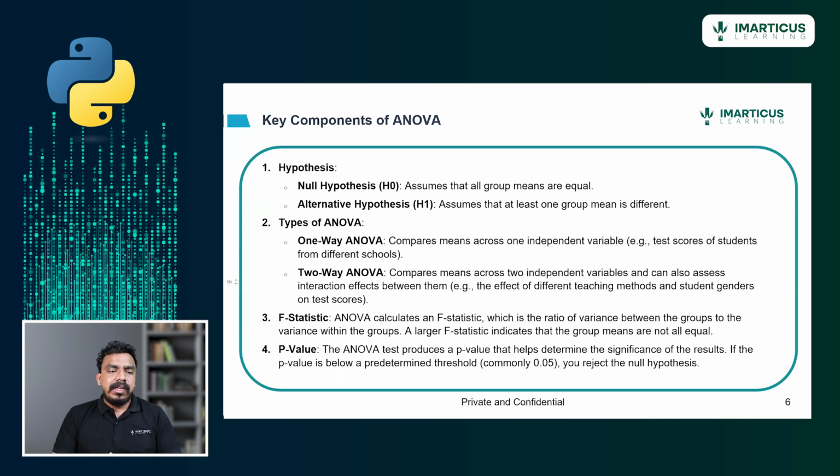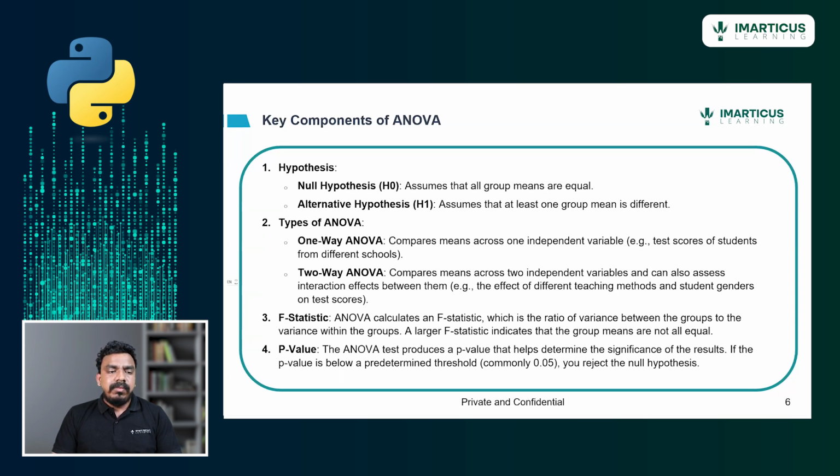We also have the F statistic. In the ANOVA test, it calculates the F statistic, which is the ratio of variance between the groups to the variance within the groups. A large F statistic indicates the group means are not equal.